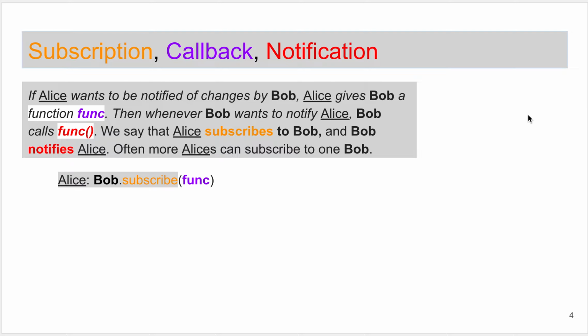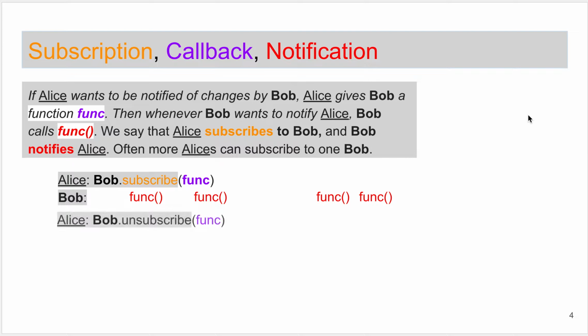So here is the timeline. Alice calls some sort of method of Bob called subscribe, and passes a function, a callback. Bob now and then invokes it. At some other point Alice unsubscribes, and then from then on Bob will not say anything.